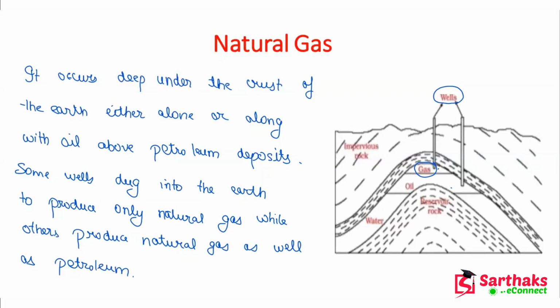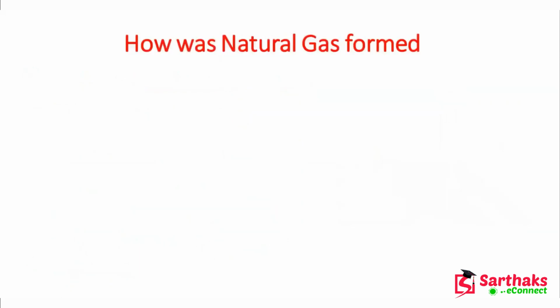Now, as you have seen how natural gas occurs in the earth's crust, the next topic that we are going to study is how natural gas was formed. So we are going to look at how natural gas was formed in the earth's crust. Natural gas is formed under the earth.